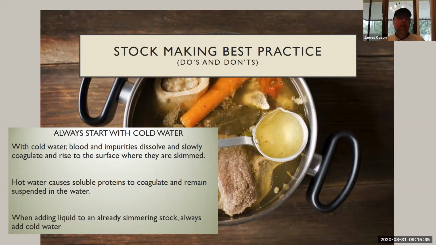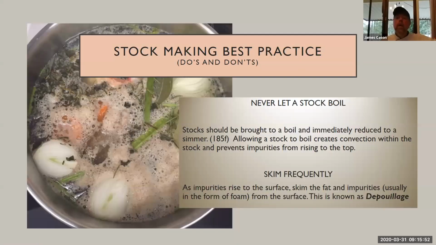So if you have to add liquid, you know, you've been cooking your stock so long and some of it has reduced down, add cold water back into it. Don't let it boil. Try not to ever let a stock boil. Again, it's kind of the same thing. Boiling it causes all those proteins to coagulate in large clumps, and they don't rise to the top.